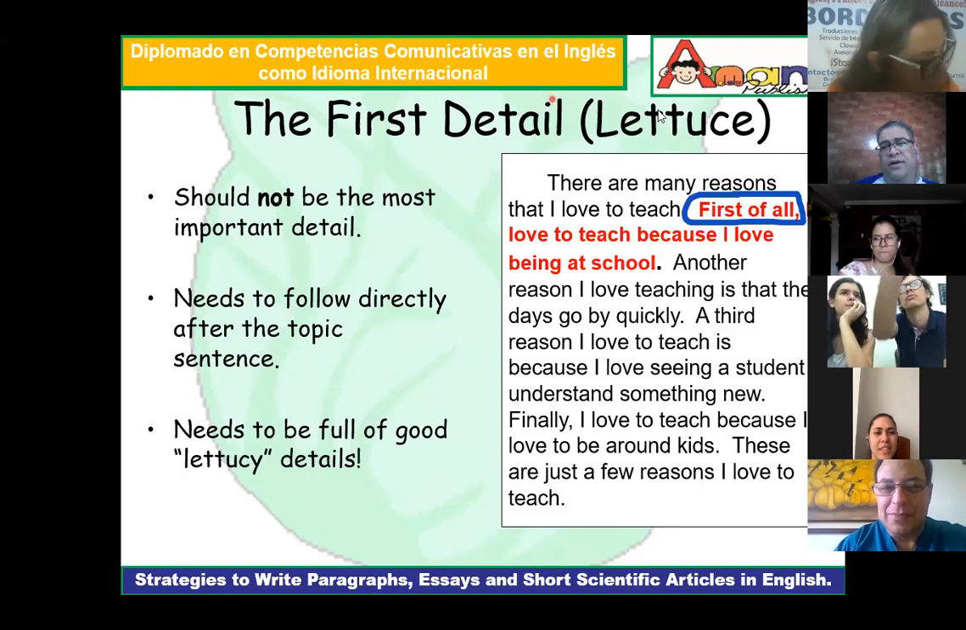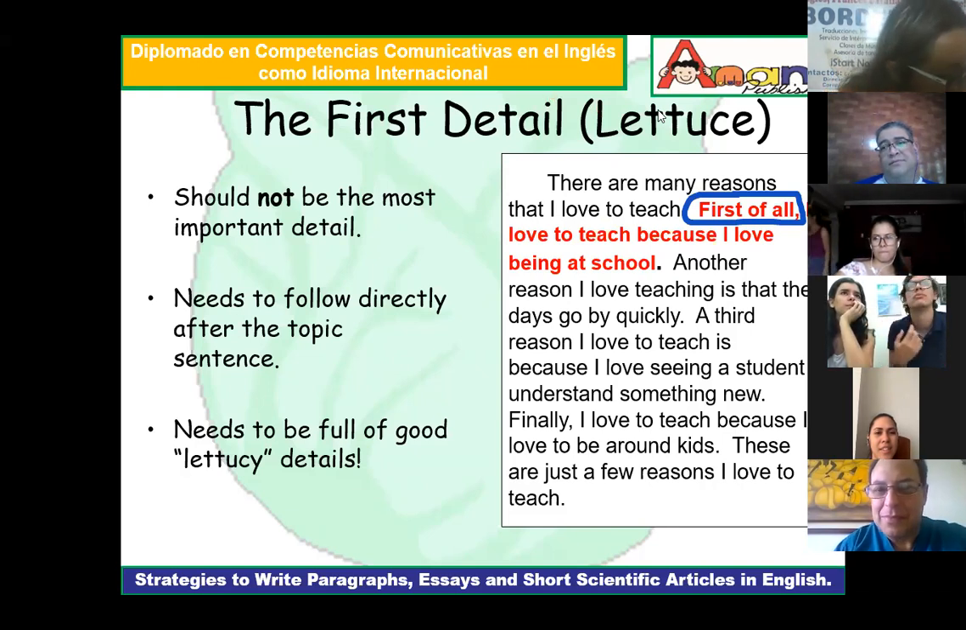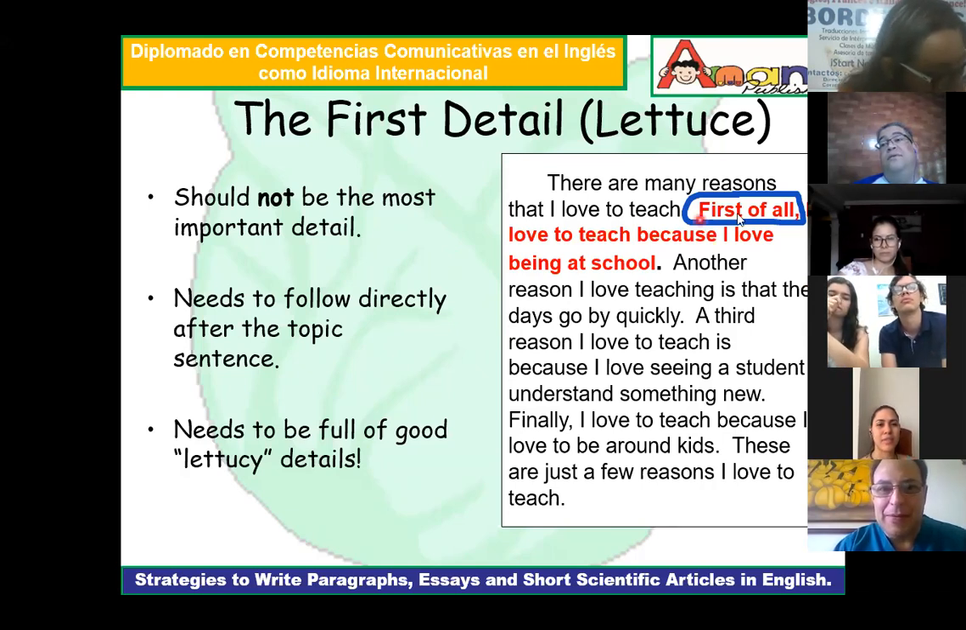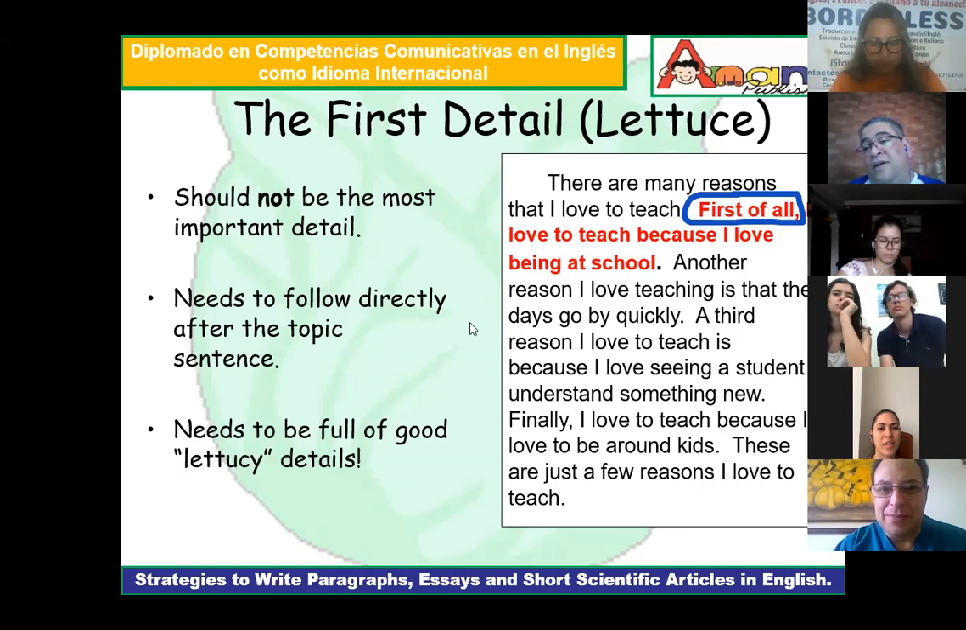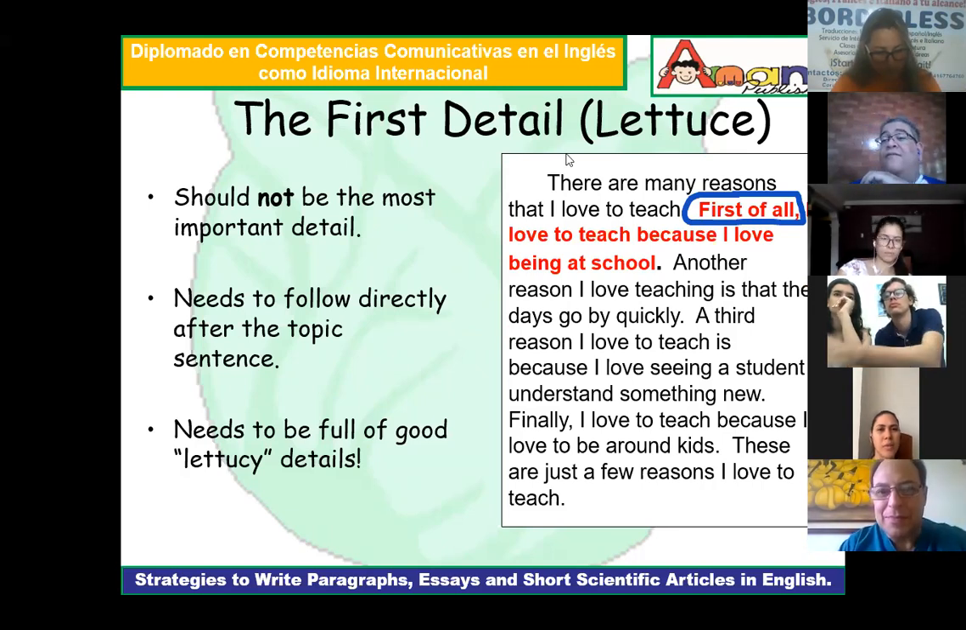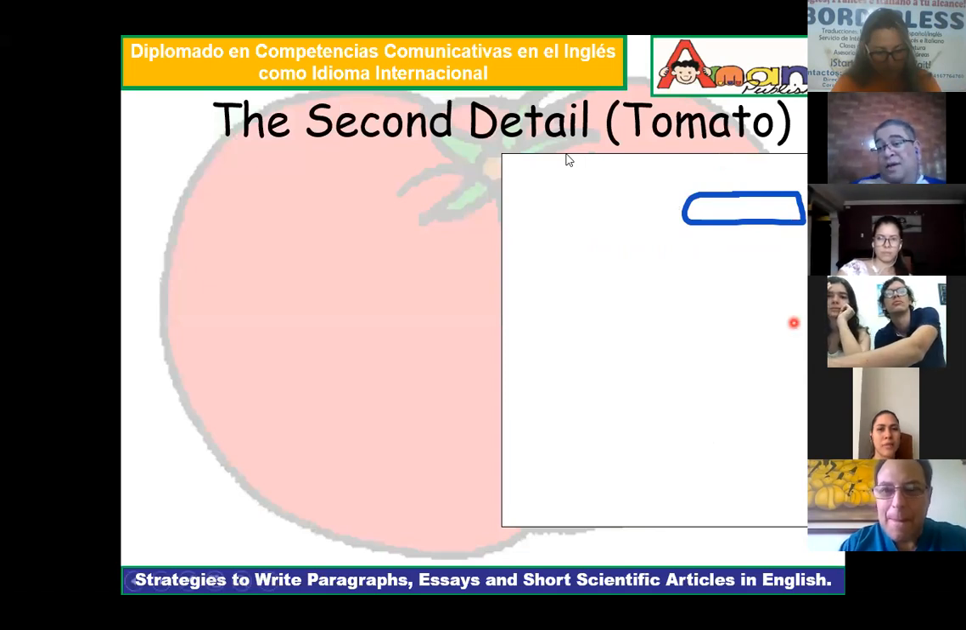So what do you think is the next ingredient? Well, that depends. Maybe the tomato, the vegetables, or the meat. Well, let's see what the next detail is. Remember, to learn how to write a good paragraph and how to prepare a good hamburger, the next detail is the tomato. First the vegetables, and then the meat, right?